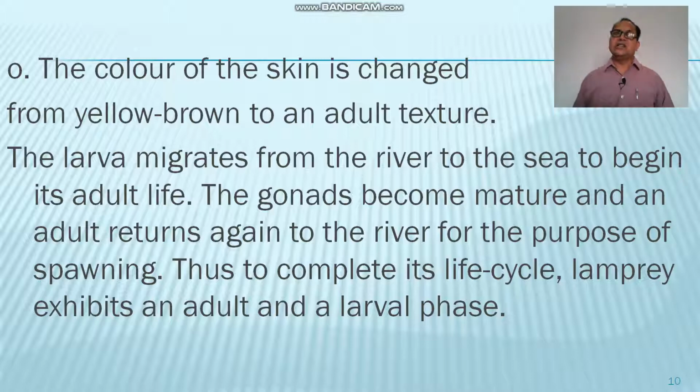And thus we can say the life cycle of Petromyzon or lamprey is divided into the adult form in the ocean and the larval form in the rivers: the freshwater life cycle and the marine water life cycle. The freshwater life cycle is the larval life cycle, from spawning to metamorphosis, and in the ocean is the marine life of the adult, where it acts as an ectoparasite on fish and sucks their blood.